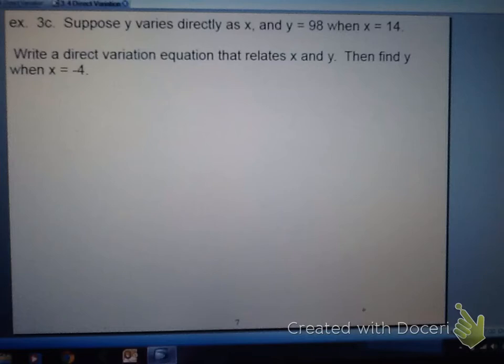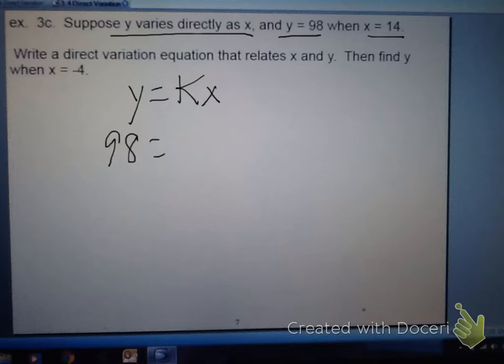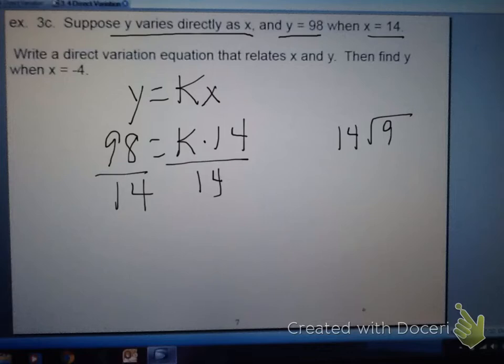Example C, 3C. Suppose y varies directly as x and y is 98 when x is 14. Write a direct variation equation that relates x and y. Okay, so right away, because it says y varies directly as x, we're going to use this formula. We're going to plug in y is 98 and x is 14 to find our k. Divide both sides by 14. And I do believe 14 goes into 98 7 times. Yes, it does. So 7 is equal to k.